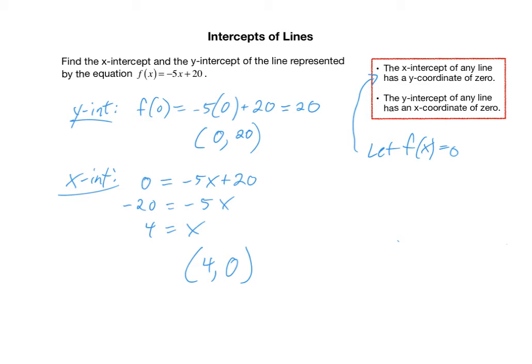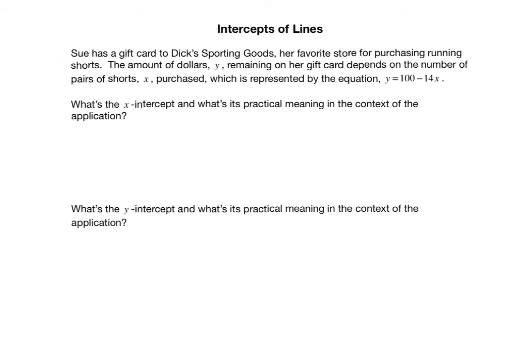And you're going to see that in applications, the x and y intercepts are often very meaningful. In this example, Sue has a gift card to Dick's Sporting Goods, her favorite store for purchasing running shorts. The amount of dollars Y remaining on her gift card depends on the number of pairs of shorts X that she's purchased, which is represented by the equation Y equals 100 minus 14X. First, we want to find what's the x-intercept, but then we also want to say what is the practical meaning in the context of the application.